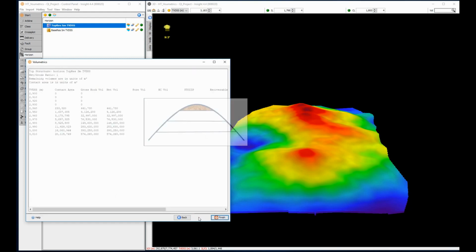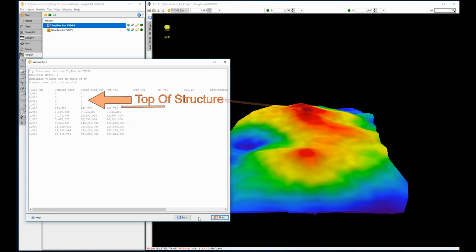The results table shows the gross rock volume from every depth slice specified at the top of the structure. Note that any depth slices above the top of the structure have 0 volume.